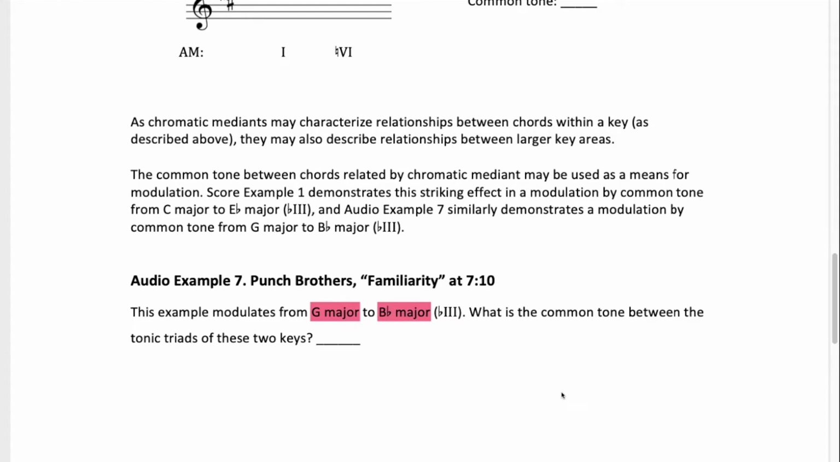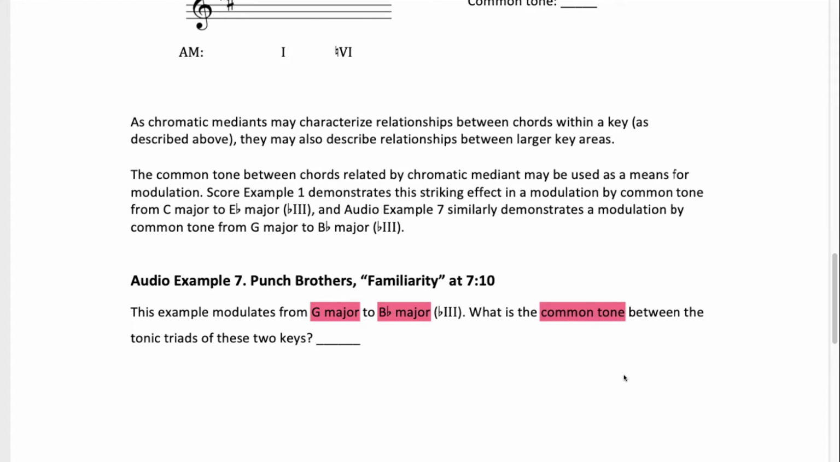More specifically, they are related by chromatic mediant, since the roots are related by third. Before we listen to the example, let's identify the common tone between these two keys. The way to do it is to think, what is the tonic triad of each, compare them, and find the tone they have in common.